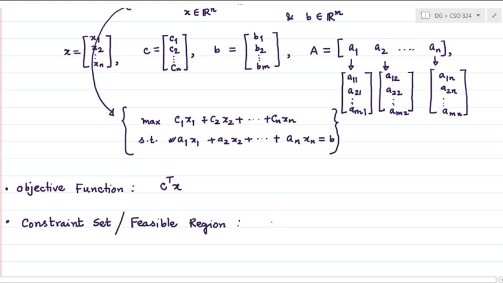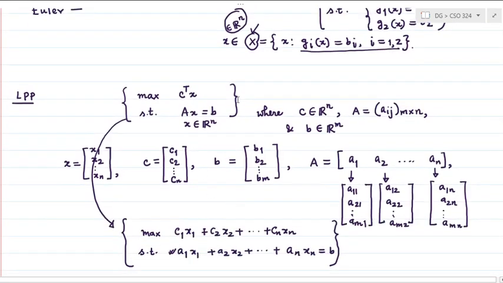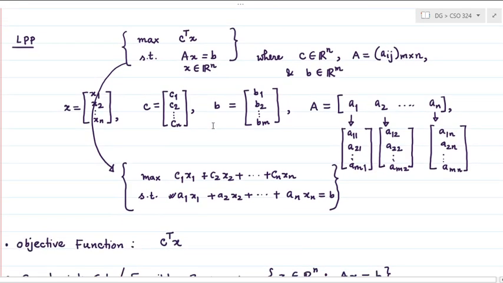It is the collection of all points in the n-dimensional Euclidean space such that x satisfies all the m equalities inside of Ax equals b. Note that this optimization problem is a problem where the objective function is a linear function and the constraints are given by linear functions. What are those linear functions?